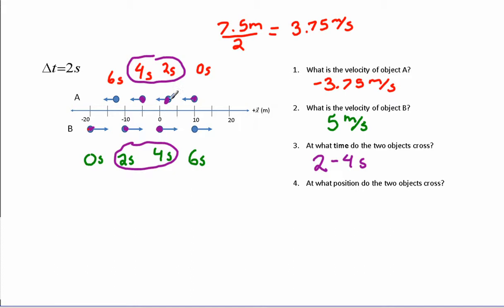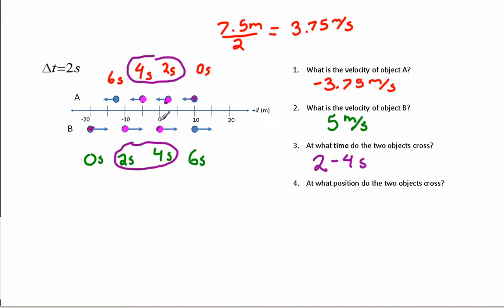We could find out more exactly, and I might do that at the end of the video, but for our purposes, just knowing that they cross somewhere between 2 and 4 seconds is good enough. On that same note, at what position do the two objects cross? Well, if they were here at 2 seconds, and then they were here at 4 seconds, we can get some idea of where this crossing happened.